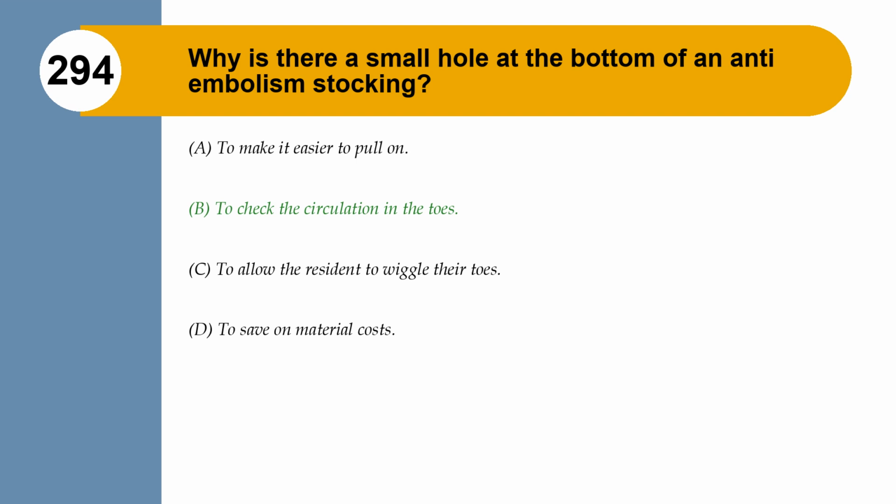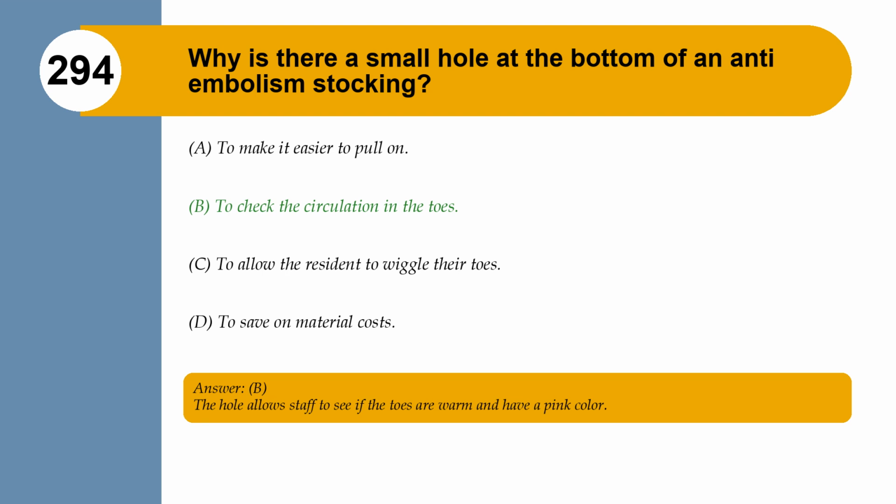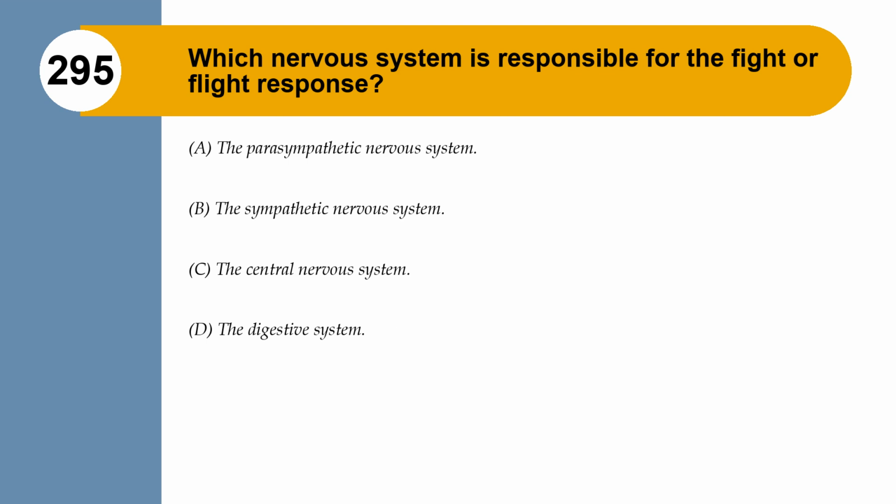The correct answer is option B, to check the circulation in the toes. Explanation. The hole allows staff to see if the toes are warm and have a pink color. Question 295. Which nervous system is responsible for the fight or flight response?